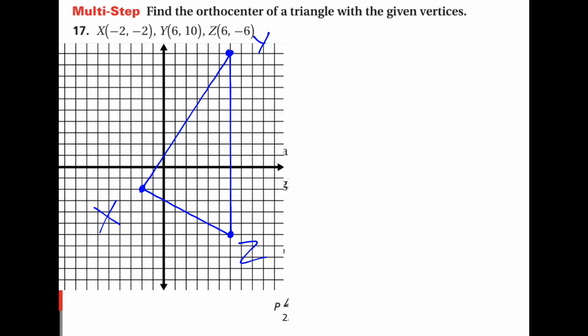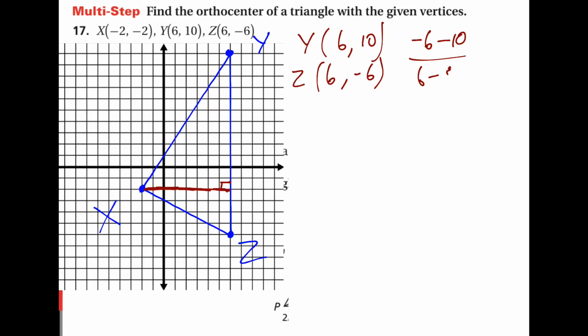So the slopes are going to be opposite reciprocals of that opposite side, which is helpful when we notice that YZ is a vertical line. This means that our opposite reciprocal is going to be a horizontal line. I could go ahead and draw in the altitude here from vertex X that connects to YZ and is perpendicular.